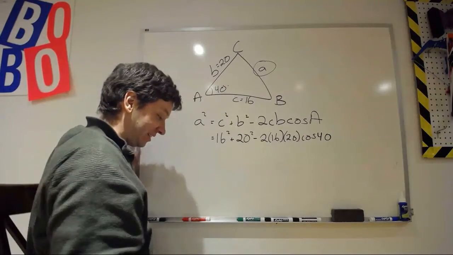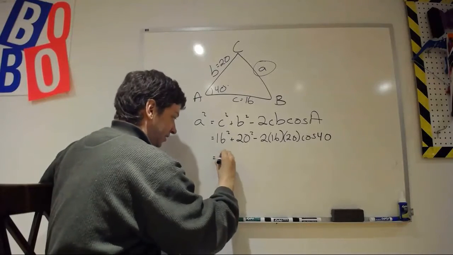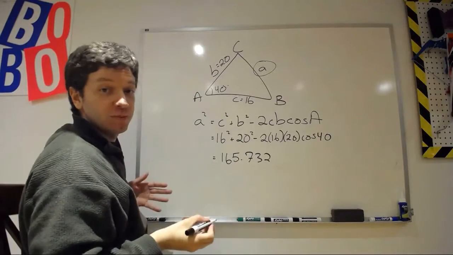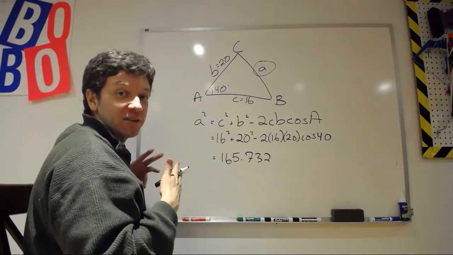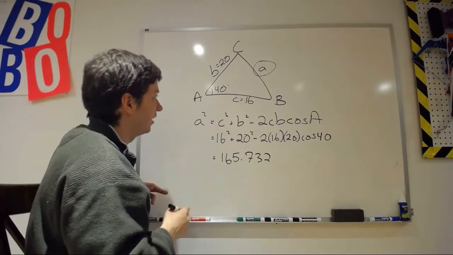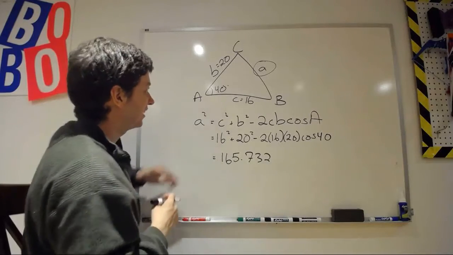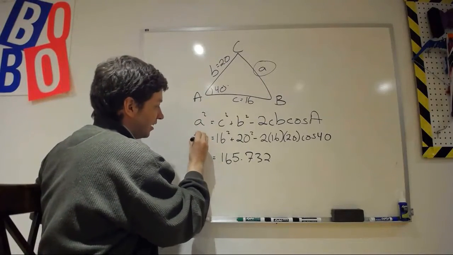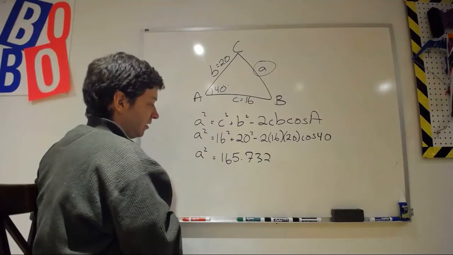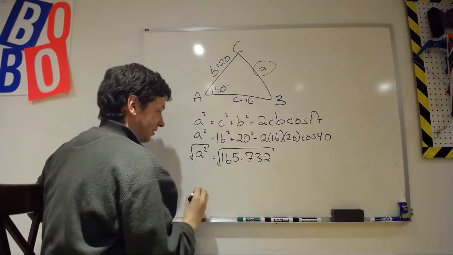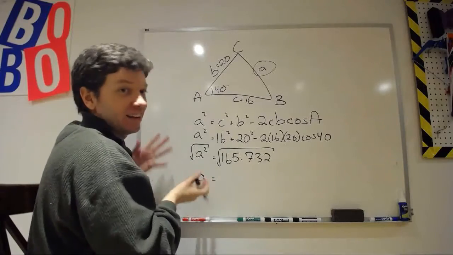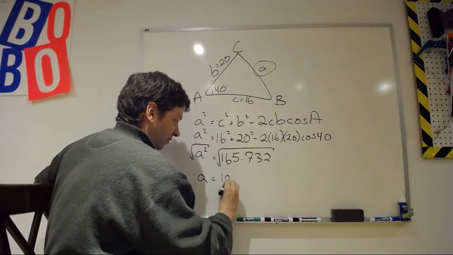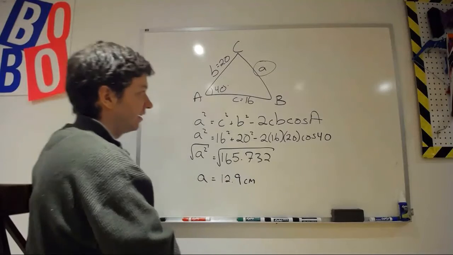And if you plug all that into your calculator, you'll get 165.732 and so on. Remember, you're not done here. I sometimes see a lot of students stopping here. Does it make sense that this is 16, this is 20, and that's 165? It doesn't quite make sense. The reason why is you've only solved for a squared. So to solve for a, we want to take the square root of both sides. And we're going to take the positive value because, again, what's a negative length mean? So we're going to get 12.9 centimeters. And that makes more sense.